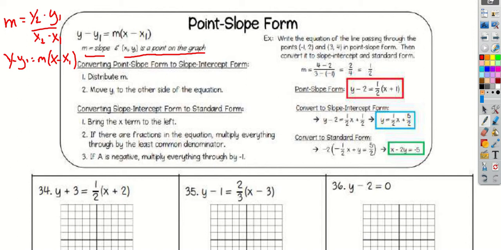If you want to convert it into y equals mx plus b, just distribute the m and then move that y1, this is a y1 here, to the other side of the equation. Okay, in the standard form, bring the x term to the left side, all right? And if there's any fractions in the equation, just multiply through by the LCD, okay? And if a is negative, make sure you change all the signs.